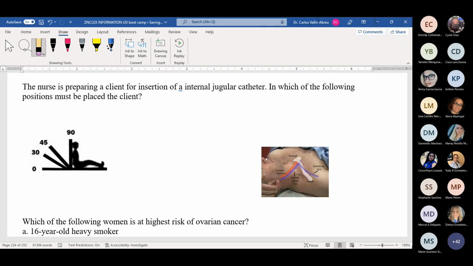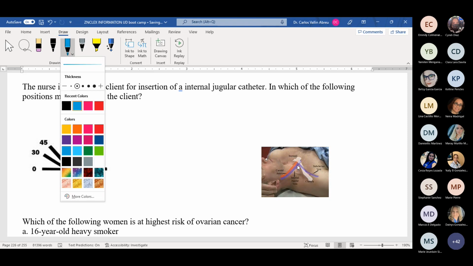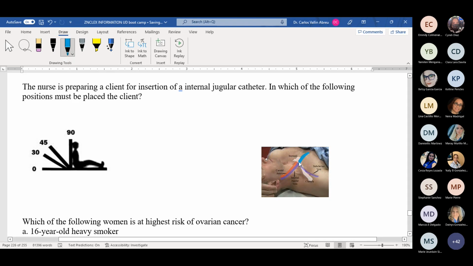Okay, so here's the jugular vein, and this is the subclavian vein anatomically, and don't forget that they join the jugular and continue as the superior vena cava. So anything that the doctor enters in the subclavian vein or in the jugular vein is going to be advanced to the superior vena cava. And they are called central venous access devices.